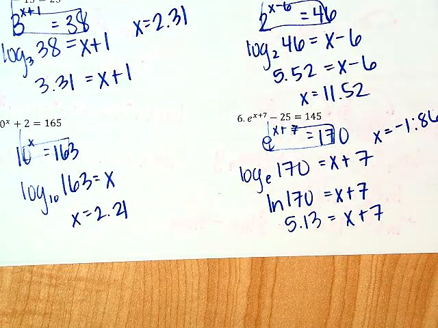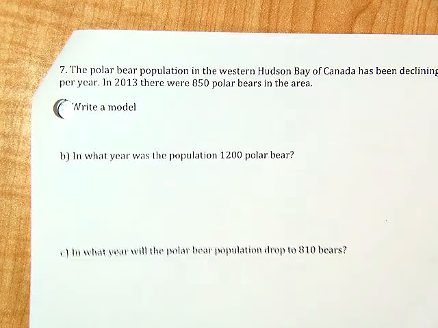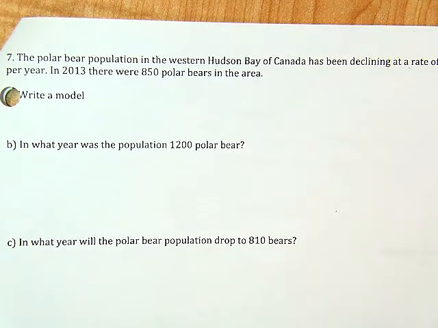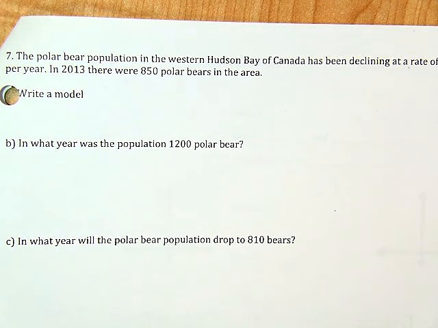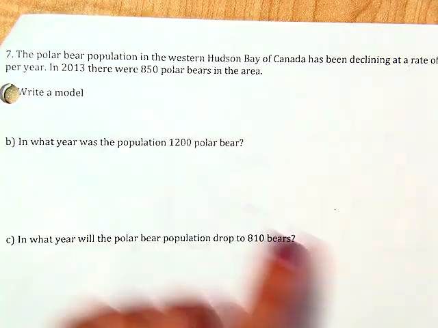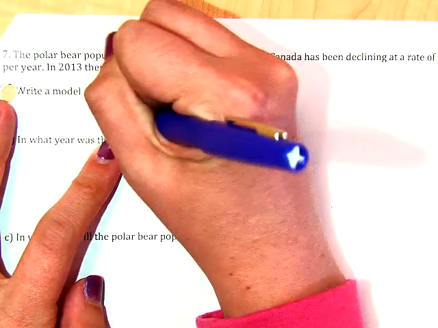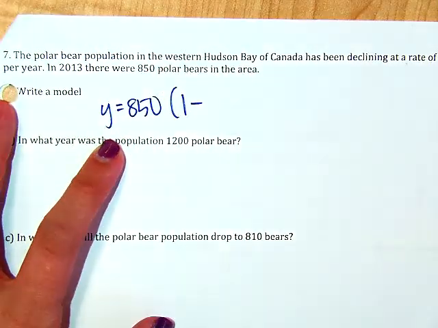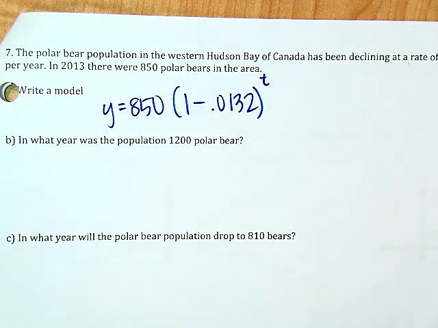So there's some actual solving ones. A couple word problem ones, and then we'll be done. The polar bear population in the western Hudson Bay of Canada has been declining at a rate of 1.32% per year. In 2013, there were 850 polar bears in the area. Write a model. So we're going back to the way beginning of chapter 7 for writing our model. It is started with 850, 1 minus 0.0132 to the power of t. T would be time in years.